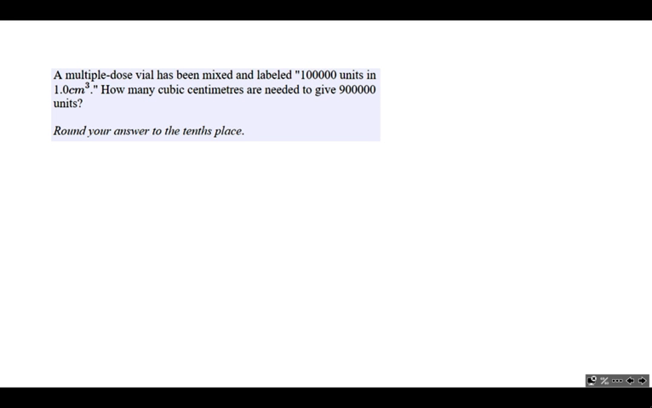A multiple dose vial has been mixed and labeled 100,000 units in 1.0 cm cubed, or cc's. How many cubic centimeters are needed to give 900,000 units? And round your answer to the 10th place. So let's go ahead and highlight the important information in this question. We've got 100,000 units in 1 cc, and we need to give 900,000 units.